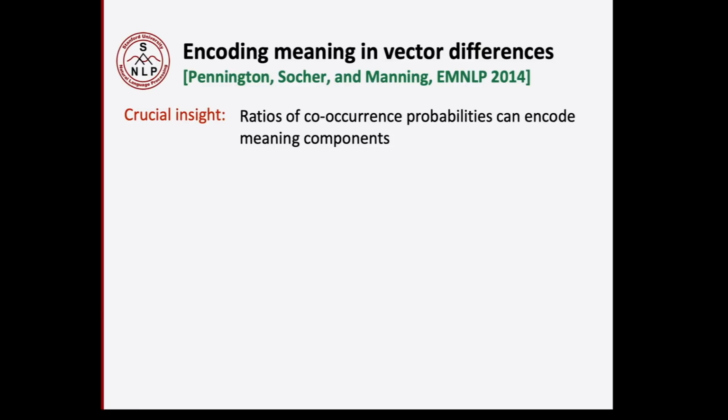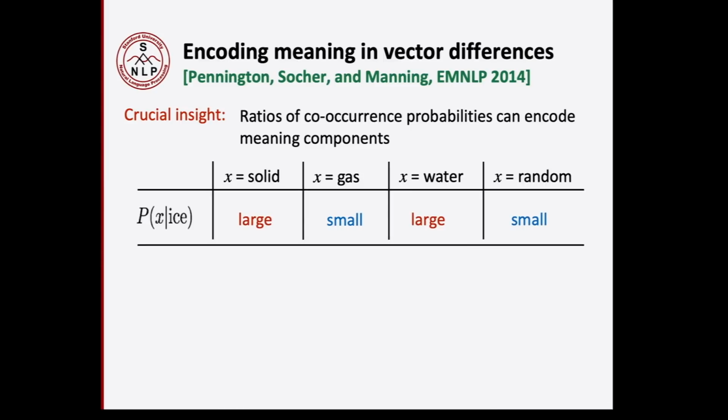And so the crucial observation of this model was that we could use ratios of co-occurrence probabilities to encode meaning components. The idea here is, if you have a word like ice, and you ask how often things co-occur with it, well, solid should co-occur a lot and gas shouldn't. But water's also going to co-occur a lot, and some random word won't occur much.